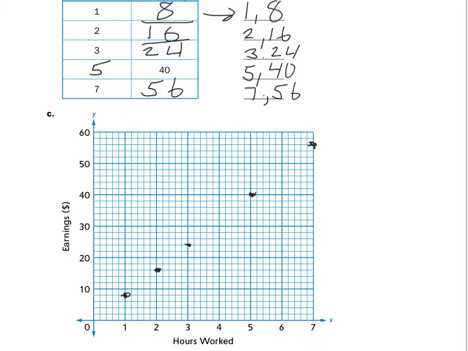I've gone ahead and I've completed all of the points. I have 1, 8; 2, 16; 3, 24; 5, 40; and 7, 56. And again, I'm going to start at 0. I'm going to do the best I can to use a straight edge to run right through all those points with my line.